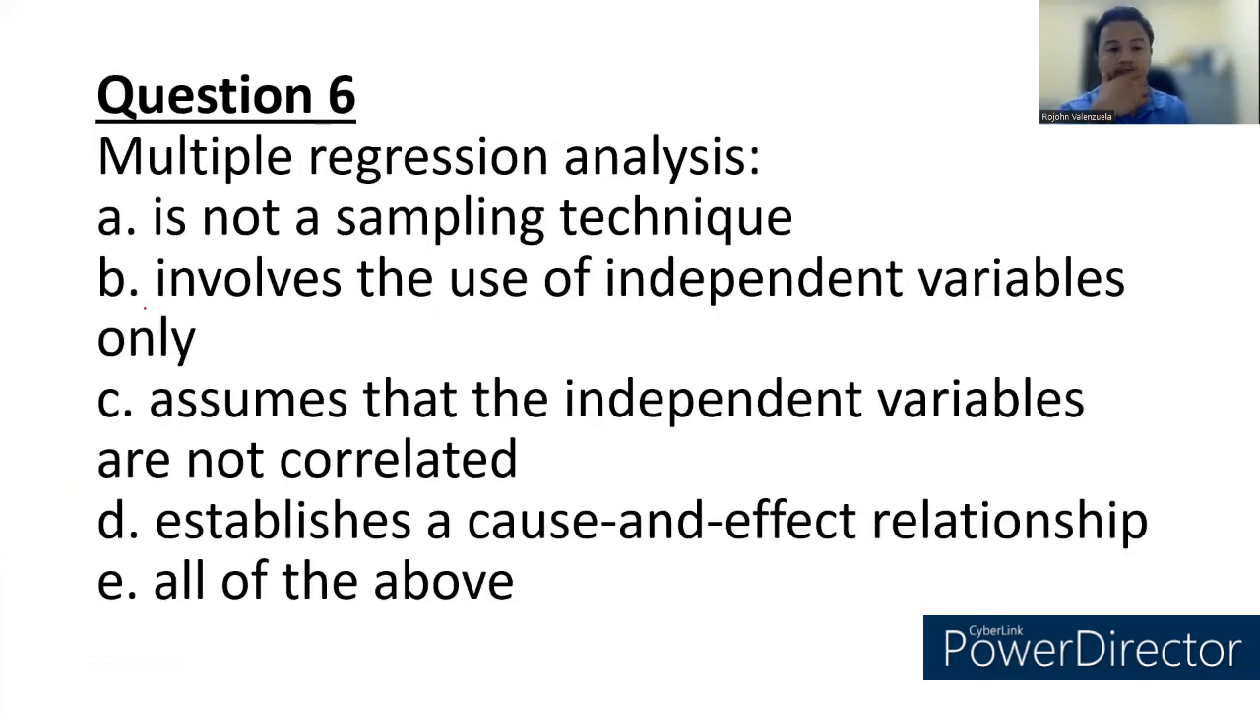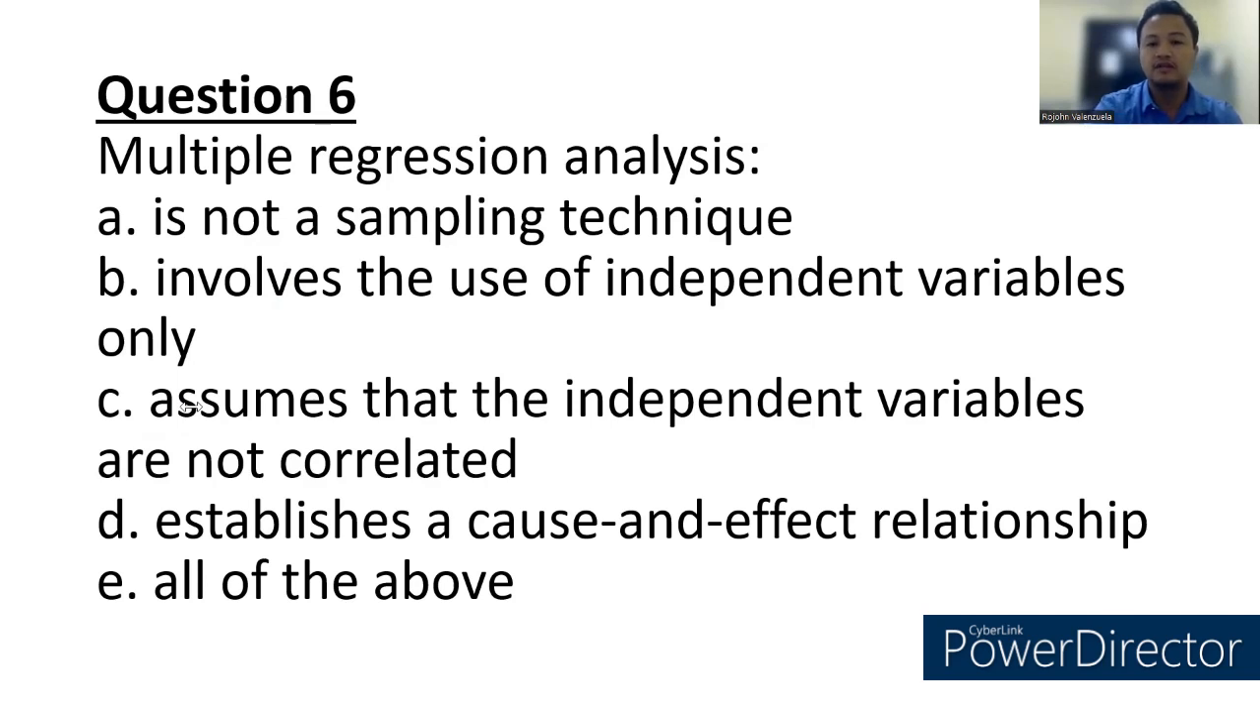Number 6. Multiple regression analysis, A, is not a sampling technique. B, involves the use of independent variables only. C, assumes that the independent variables are not correlated. D, establishes a cause and effect relationship. Or E, all of the above.